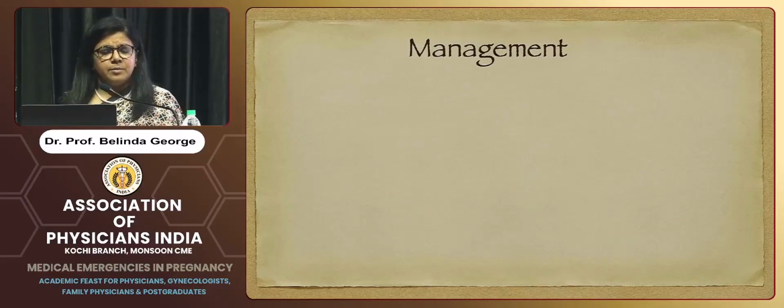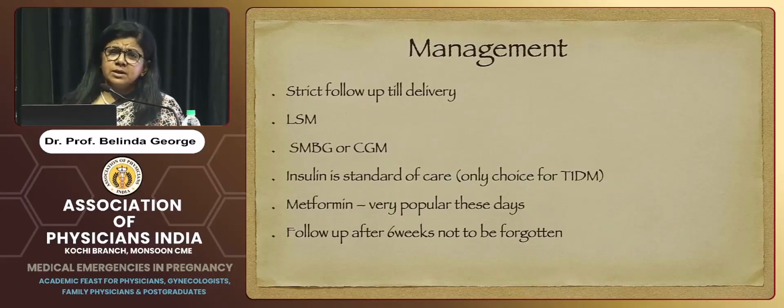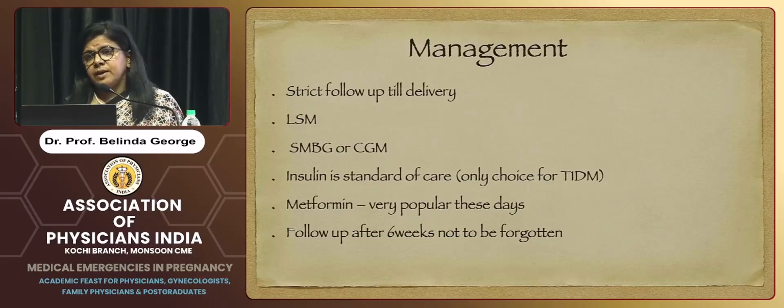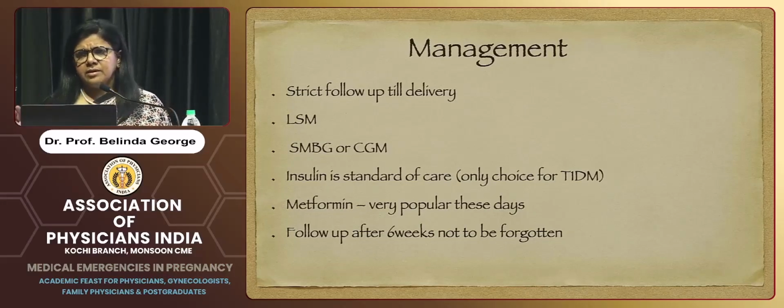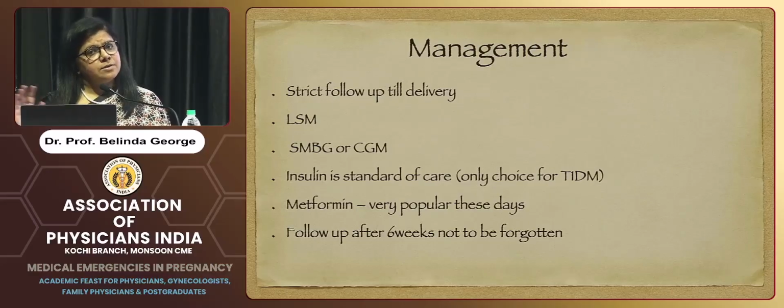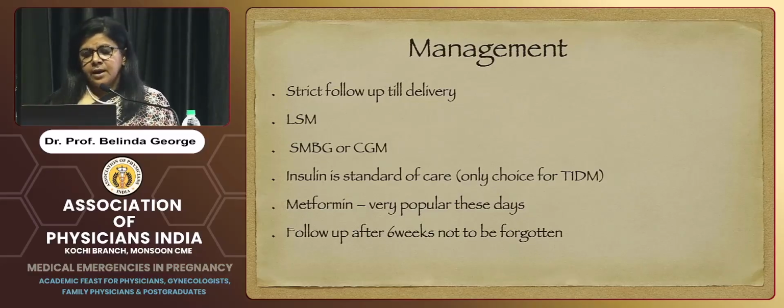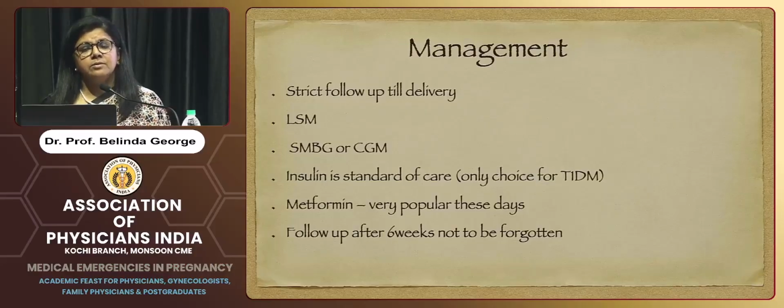Now, briefly about management. Of course, the most important thing is that you have to monitor, because sometimes they only require lifestyle changes, because according to the criteria, even one abnormal value becomes GDM. So sometimes lifestyle changes alone are enough to keep the glycemia under control. But remember, like I said, it evolves over time. It's going to get worse throughout pregnancy. So you have to monitor strictly till delivery. And so SMBG, that is self-monitoring of blood glucose, or continuous glucose monitoring is essential.